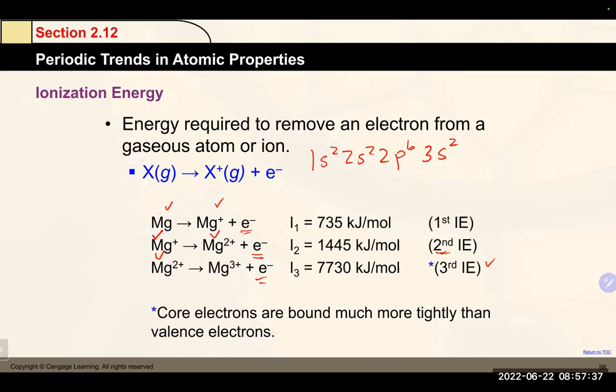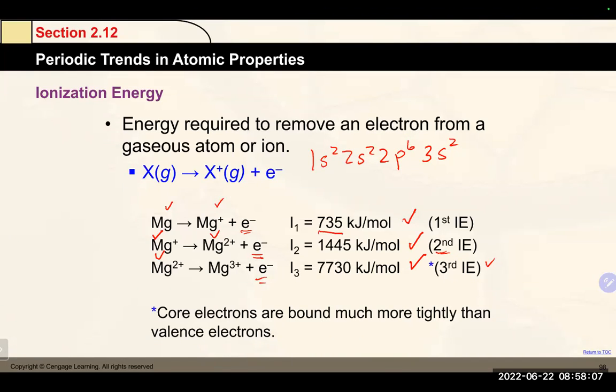When we look at this, first off, a couple of things we should see. What happens in terms of the energy as we go from removing the first electron to the second electron to the third electron? Is it easier to remove the first electron, or is it harder to remove the first electron than the second electron? Which one is the easier one to remove? The first one is easier. It only takes about 735 kilojoules of energy to remove that electron.